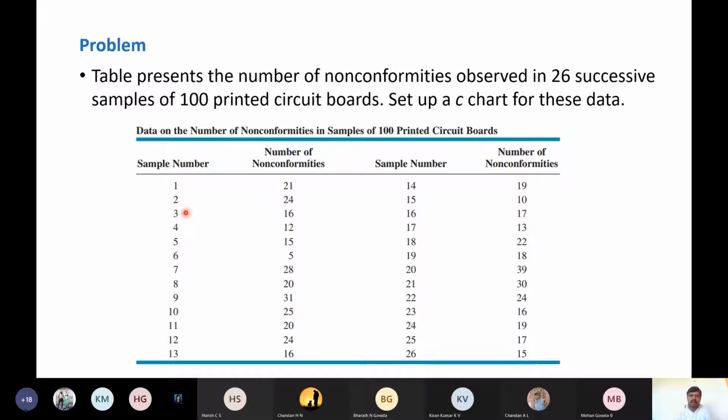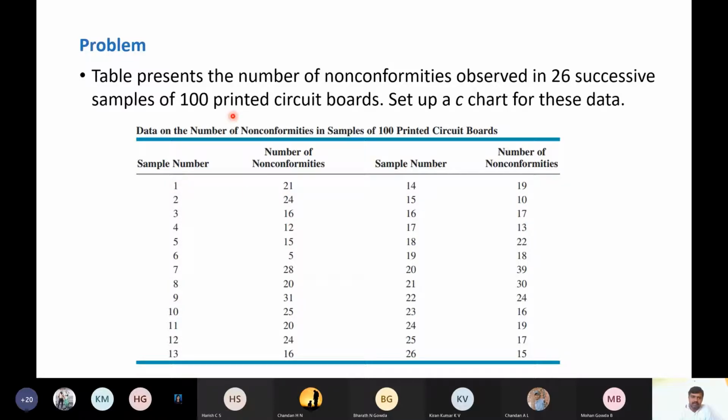Say after 1 hour you are picking a sample of 100 units. After the second hour, that is sample number 2, you are picking 100. After the third hour, you are picking 100. So that is sample number 1, 2, 3, or you can call it a subgroup also. Within that sample or subgroup, there are 100 units.